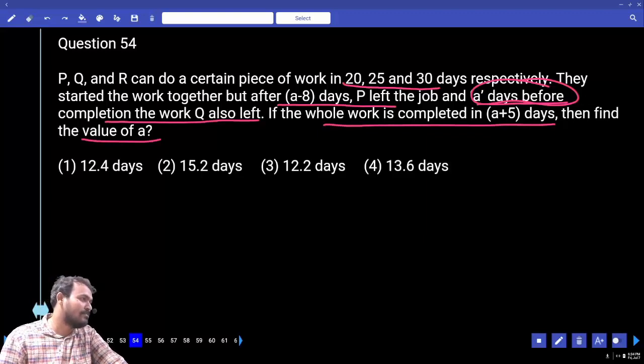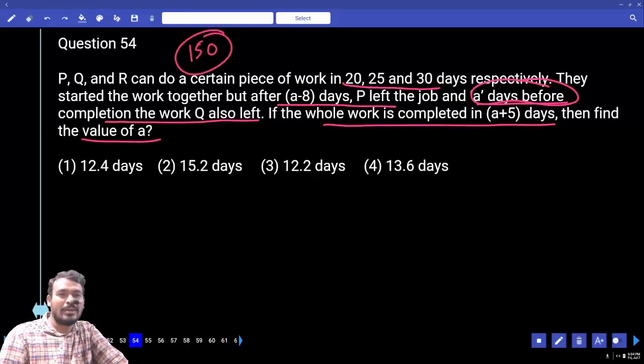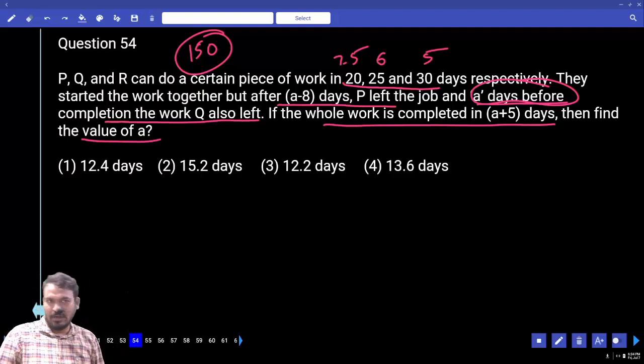150 also possible. 300 also possible. Okay. LCM is how much? 150. 20 how many times? 7.5 times, sir. 25 how many times? 6 times, sir. 30, 5 times, sir. Can we take it? Yes, we can take it. A, how much time?